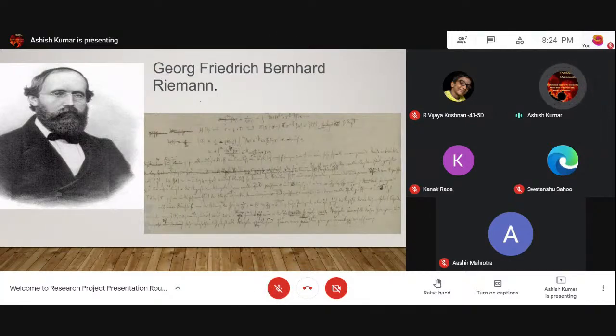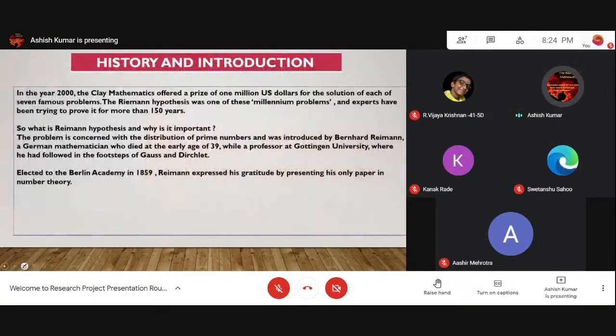So actually, I'm presenting about the Riemann hypothesis, which was proposed by George Friedrich Bernhard Riemann. I will start with the history and introduction. In the year 2000, the Clay Mathematics Institute offered a prize of 1 million US dollars for the solution of each of these seven famous problems.